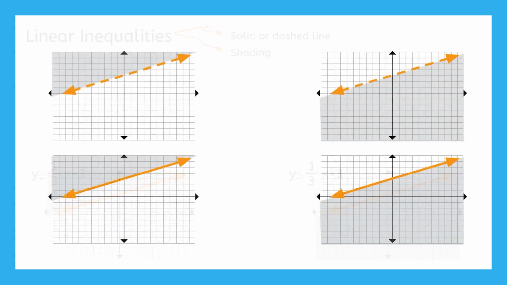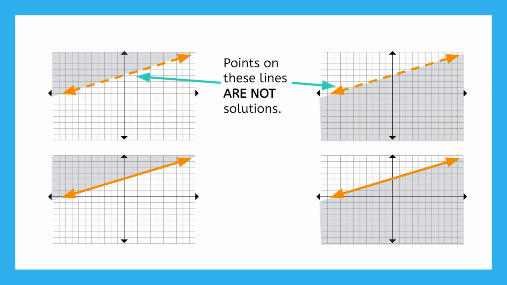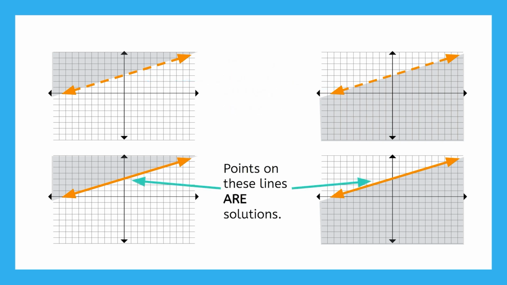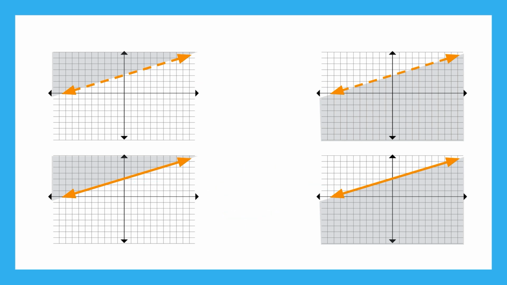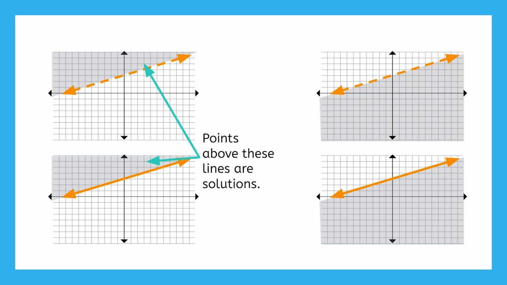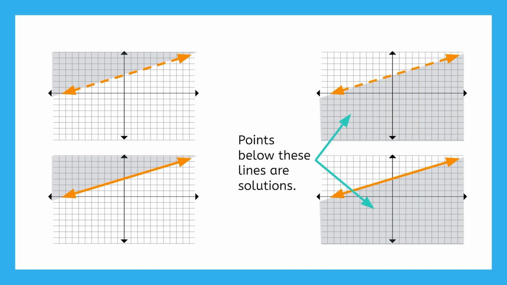Now that you've seen every combination of dashed and solid lines and shading above or below, remember what each of these means. Points on these dashed lines are not solutions to their inequalities, but points on the solid lines are solutions. And points above these lines are included in the solutions, while points below these lines are included in their solutions. So, how are you feeling about those two extra graphing steps when it comes to graphing inequalities? There's a summary page in your notes template to fill out that can help you organize your thoughts. Take a few moments now to fill in that summary sheet.